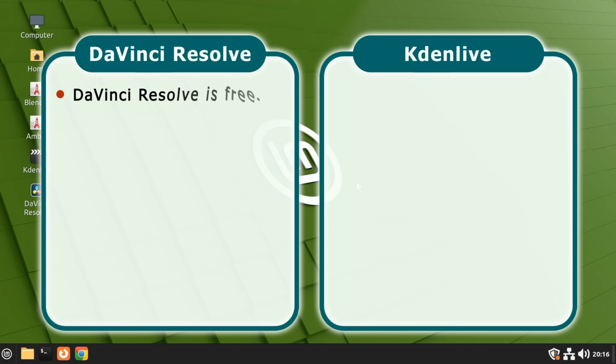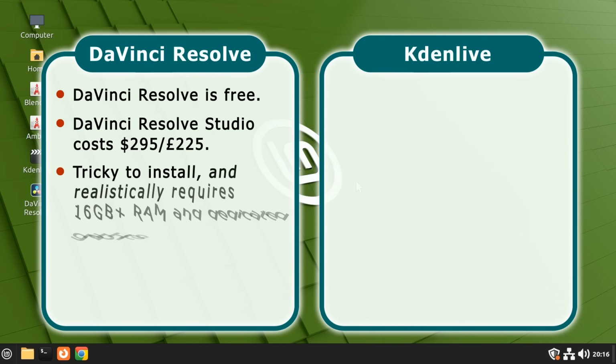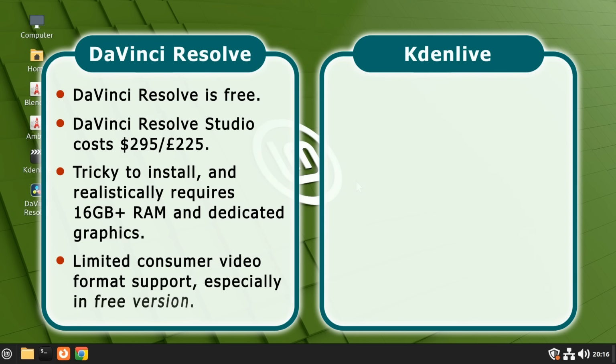Here, DaVinci Resolve has a free version as well as a studio version that costs $295 or £225. The program is tricky to install as it only formally supports the Rocky Linux and CentOS Linux distros. And DaVinci Resolve also realistically requires at least 16 GB of RAM and a dedicated graphics card. There's also limited consumer format video support, especially in the free version.